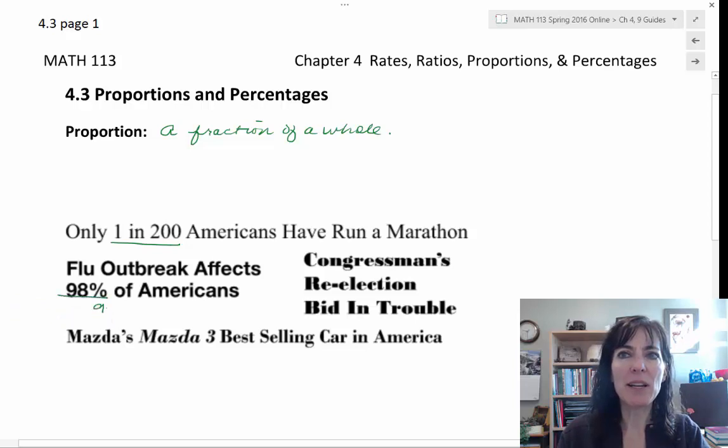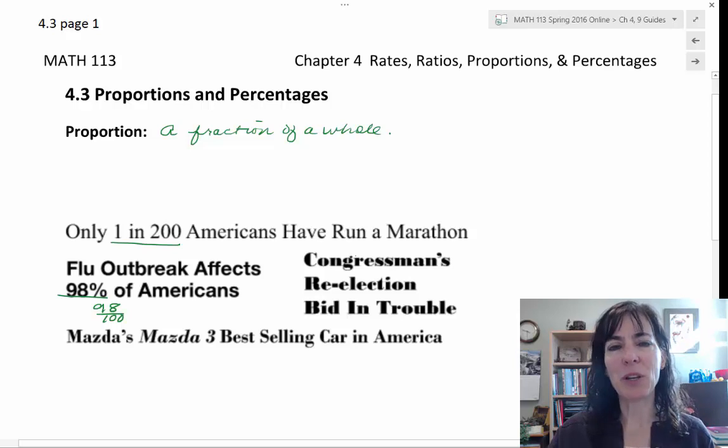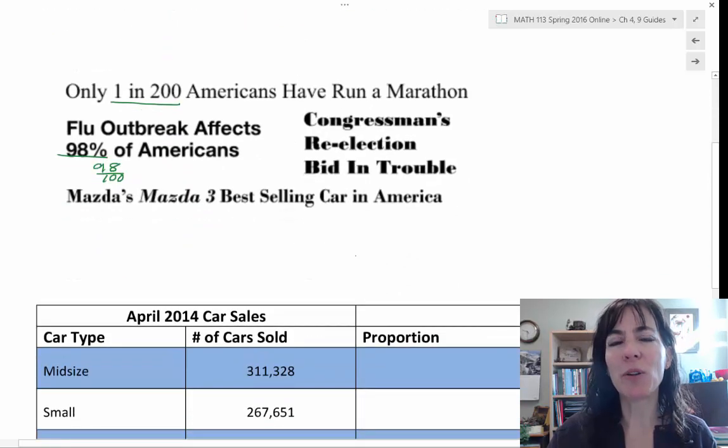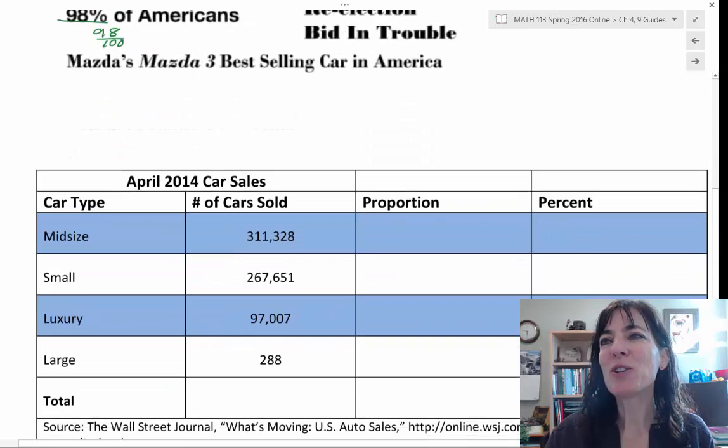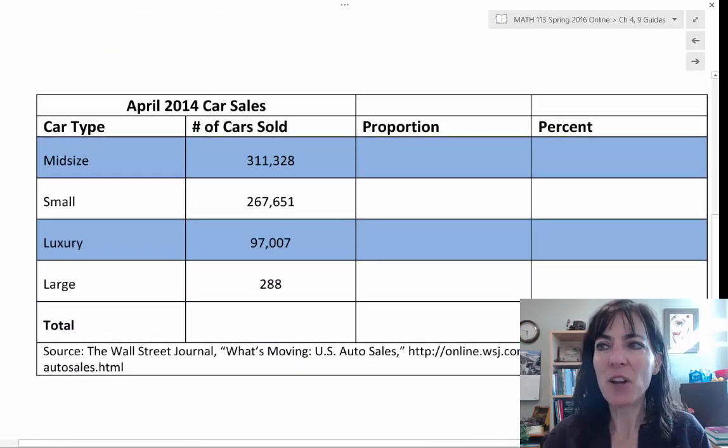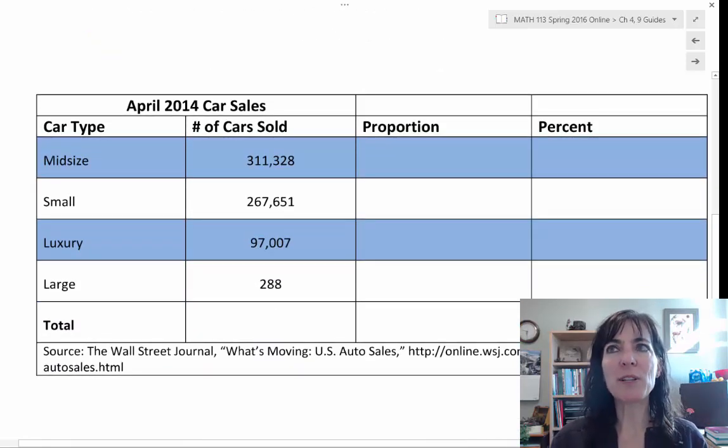98%, that means 98 out of 100. And then there are some others that don't give you proportions, but they do have numbers. So you can sometimes look at these headlines from newspapers and see some proportions in them, and we look at those frequently in our world. So I'd like you guys to understand how they come up with these proportions.